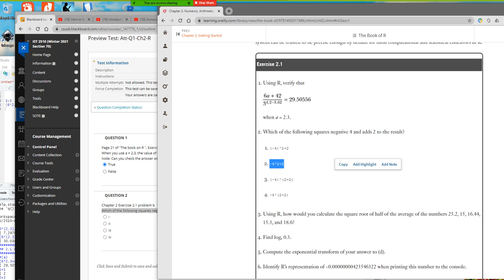I think that with number 2, the negative is applied afterwards because it's not including the parentheses. So you get 16, but the negative is applied to that, so you get negative 16. I think the right answer is problem number 1, right?